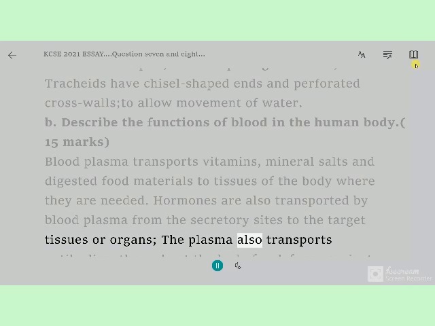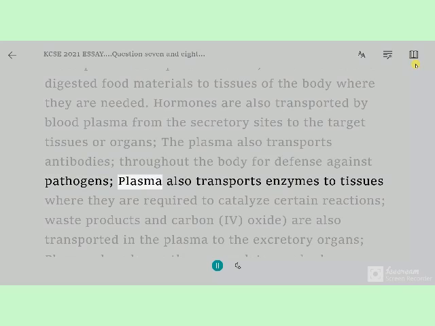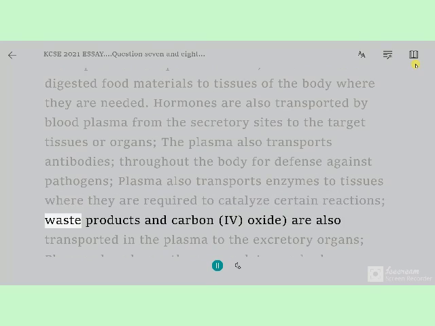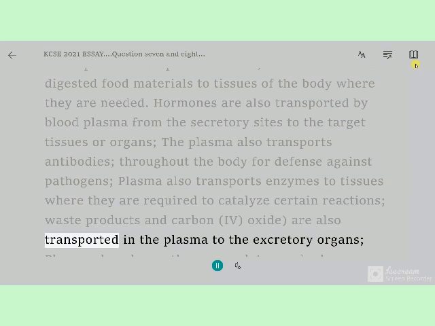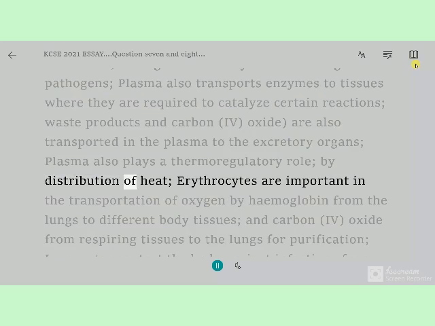The plasma also transports antibodies throughout the body for defense against pathogens. Plasma also transports enzymes to tissues where they are required to catalyze certain reactions. Waste products and carbon dioxide are also transported in the plasma to the excretory organs. Plasma also plays a thermoregulatory role by distribution of heat.